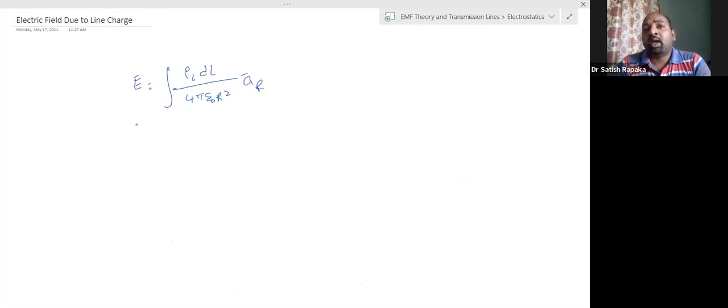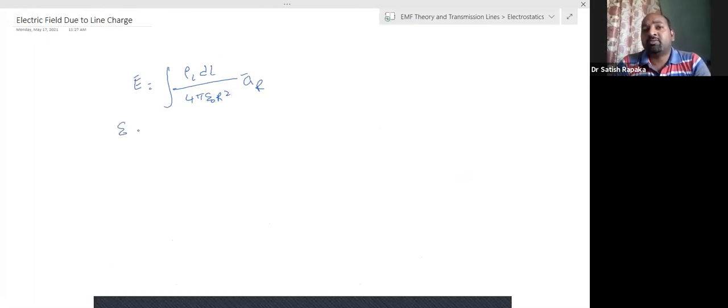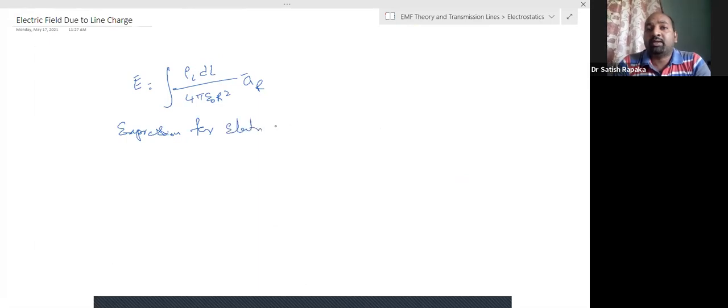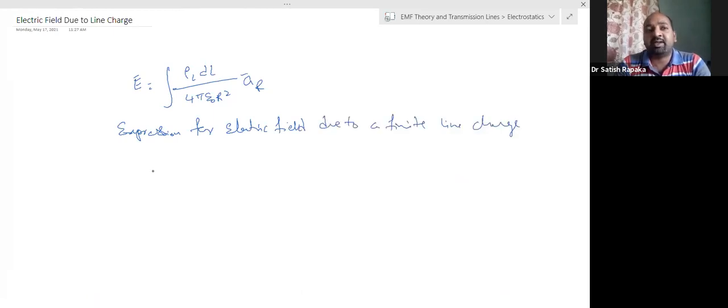And I'm going to determine the expression for the electric field due to a finite line charge. A finite line charge means the line charge is finite in length.